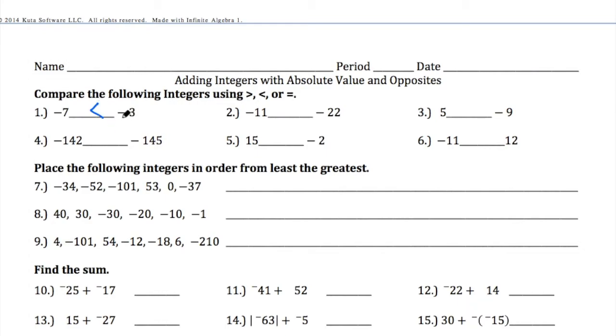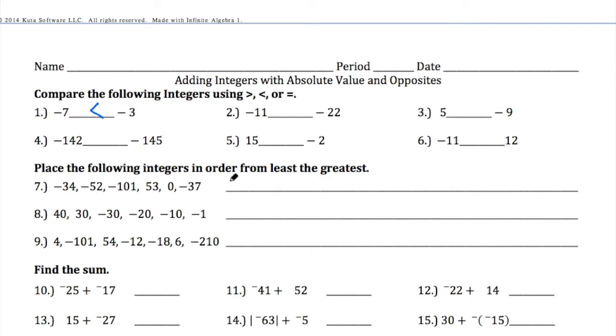You can kind of think, we were talking about in the previous lesson about negative numbers, their value is opposite of their absolute value. So the absolute value of 7 is bigger than the absolute value of 3, but negative 7 is less than negative 3.